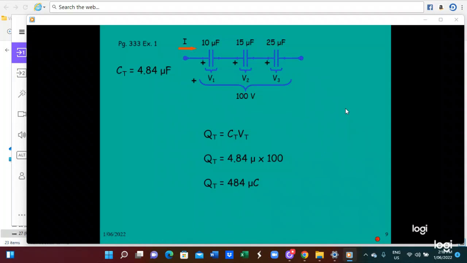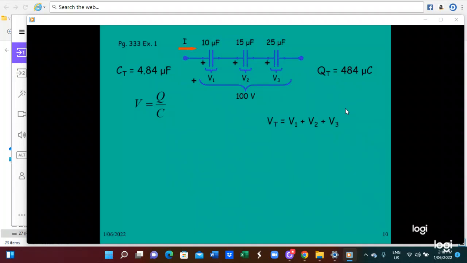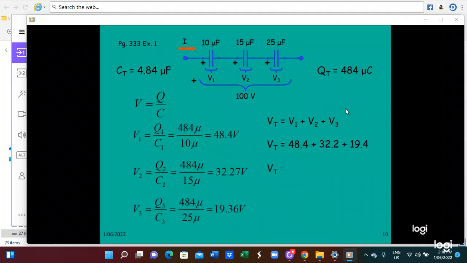Then VT equal to V1 plus V2 plus V3. V equal to Q by C. So we write that V1 equal to Q1 by C1, so 484 by 10, 48.4 volt. V2 equal to Q2 by C2, 484 by 15, you get 32.27. V3 equal to Q3 by C3, 484 by 25, 19.36. So then you add everything: 48.4 plus 32.27 plus 19.36, you get 100 volt.